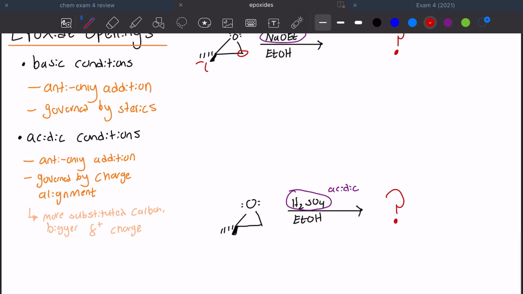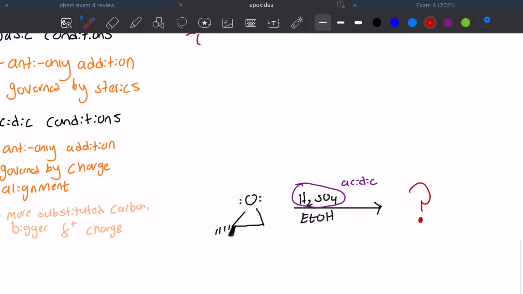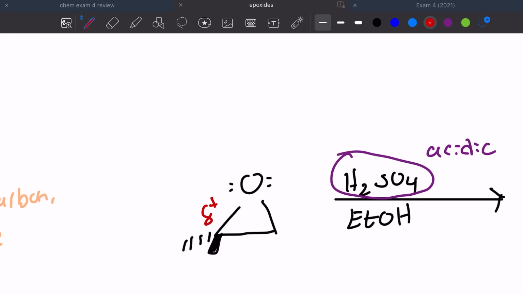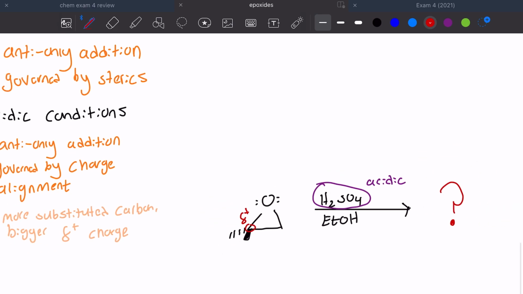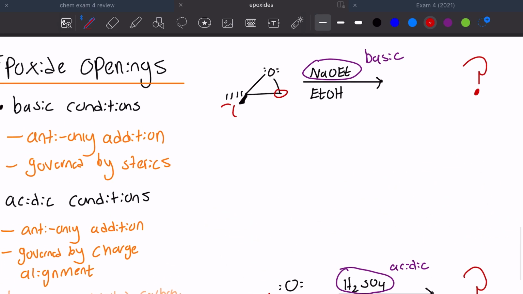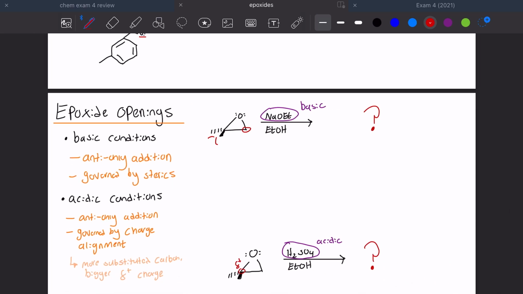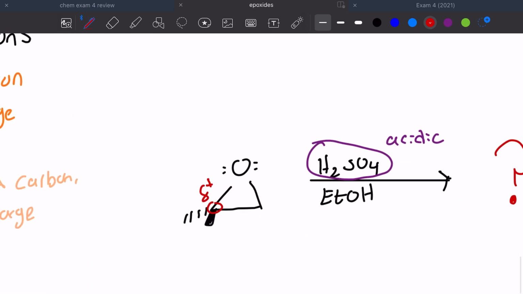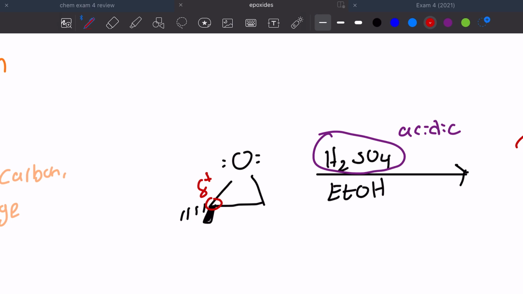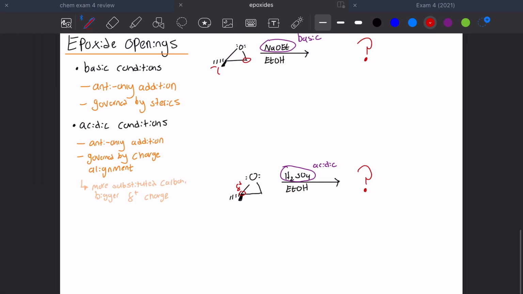And then for acidic conditions, it's governed more by charge alignment. So wherever it has the bigger partial positive charge is where it'll add, which would be this carbon. But both of these reactions basically occur by SN2 within the molecule, so it may seem kind of odd at first why you'd add to the one with more partial positive charge. But you really just have to remember that for acidic conditions, it's going to add to the one that's technically more sterically hindered, and for basic, the one that's less sterically hindered.